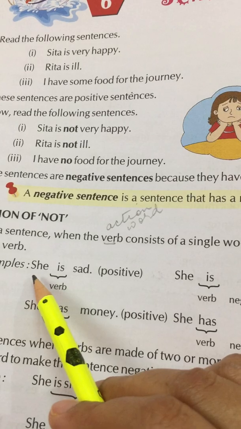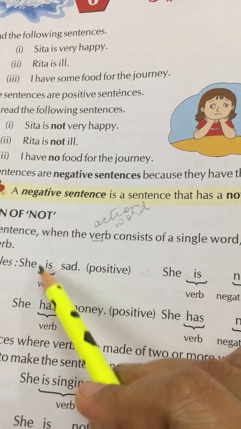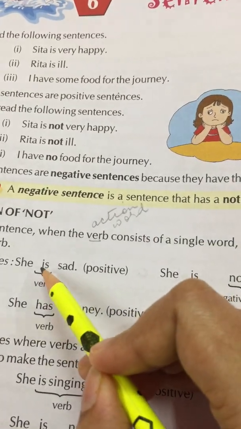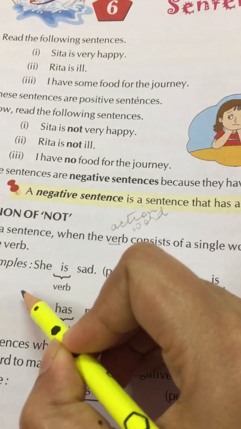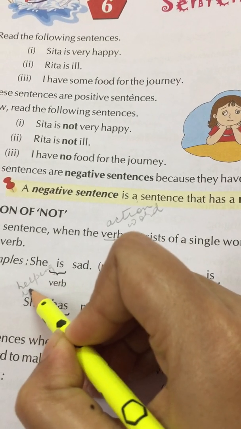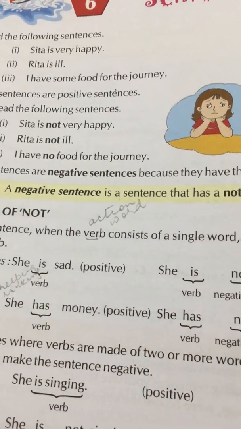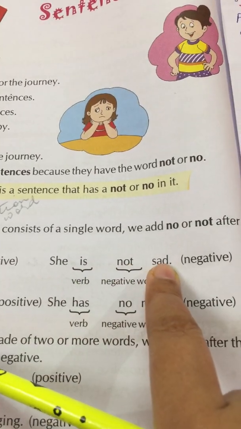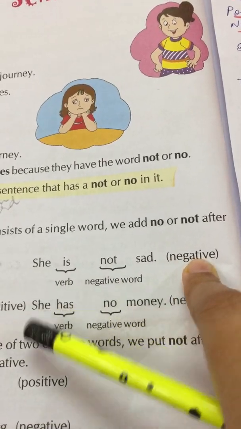Now look at this example. She is sad. This is a positive sentence because it does not contain the word no or not. Now, what is the verb here? Is. Is a verb. It is also called a helping verb or linking verb. Okay. Now, look here. She is not sad. Now the sentence has become negative.